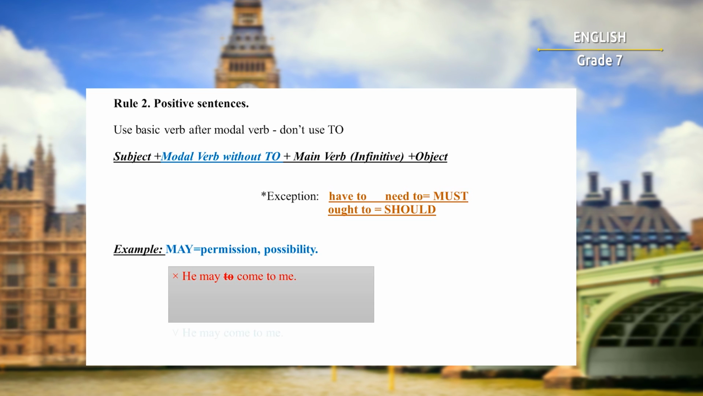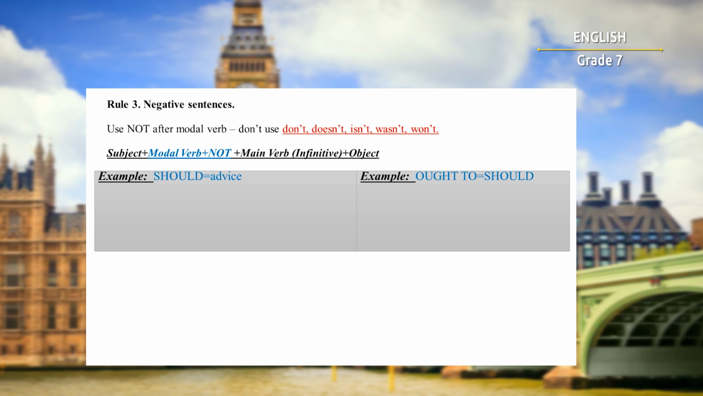It is incorrect. We don't say that. We say, he may come to me. We don't use to after the modal verb. Rule number 3 is about modal verbs used in negative sentences.